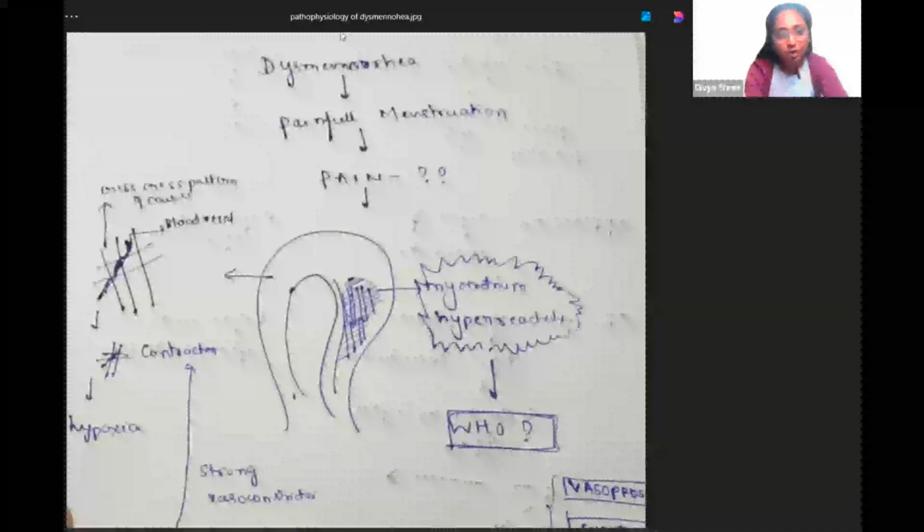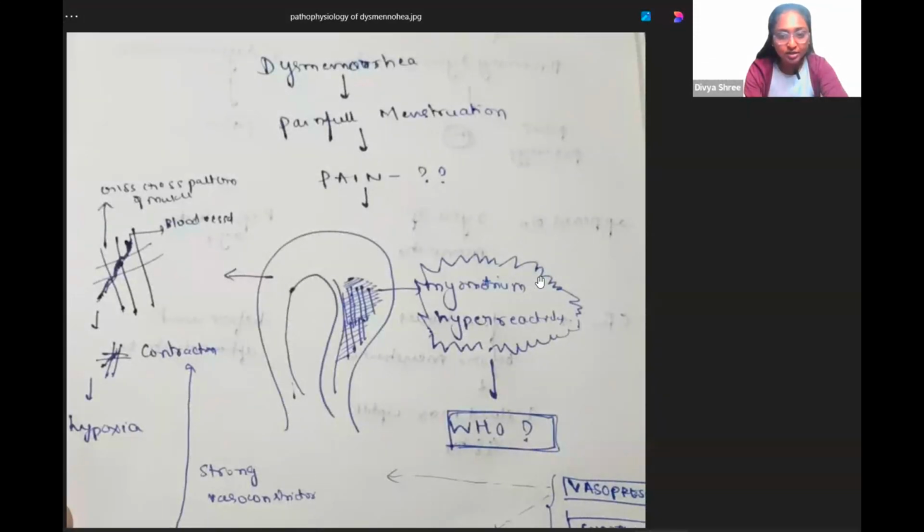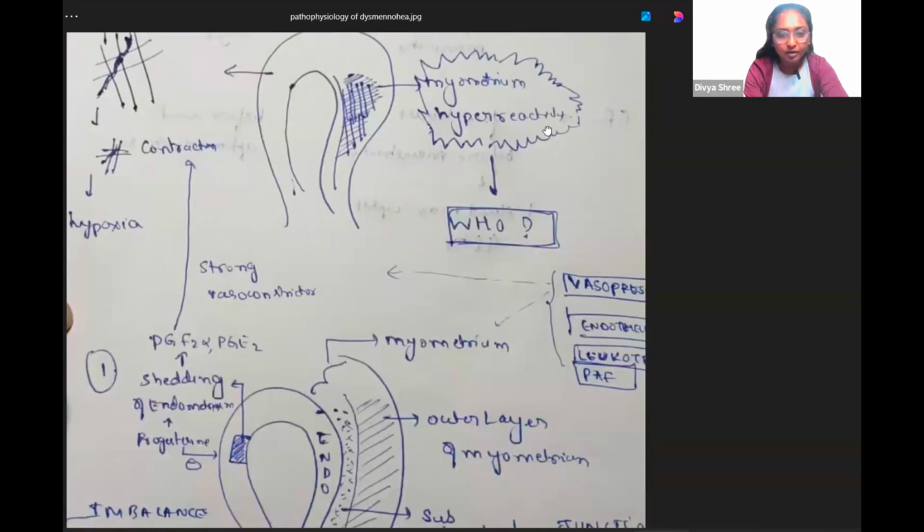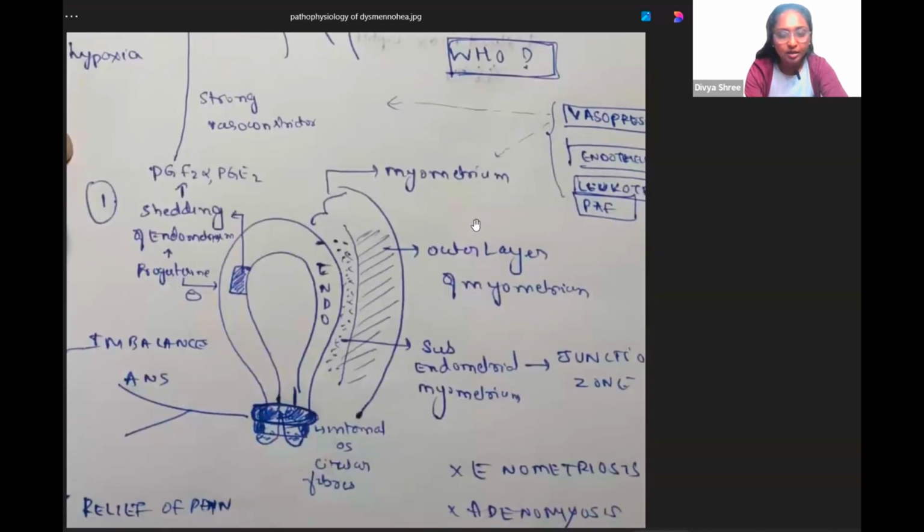What happens in people who have this dysmenorrhea? They have excessive pain during menstruation. Their myometrium, which was supposed to contract normally, is now hyperreactive. So, who is causing this hyperreactivity of the myometrium? Let us understand the three different pathophysiologies which are leading to the problem here.